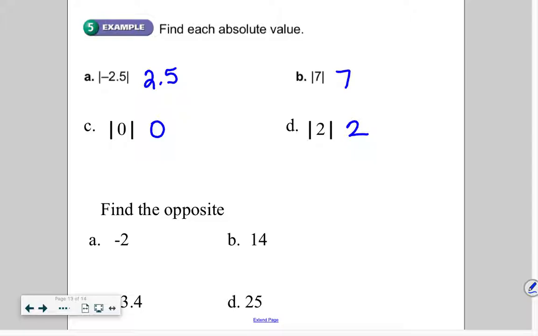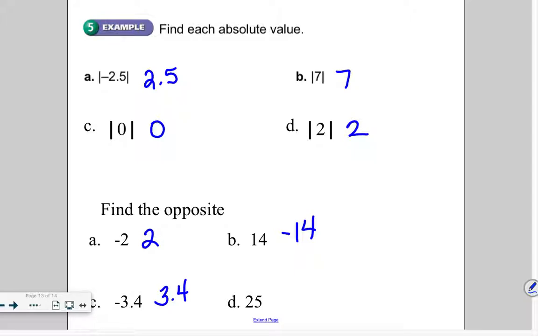Find the opposite. Opposite of negative 2 is a positive 2. Opposite of 14, negative 14. Opposite of a negative 3 4/10, positive 3 4/10, and the opposite of 25 is a negative 25.